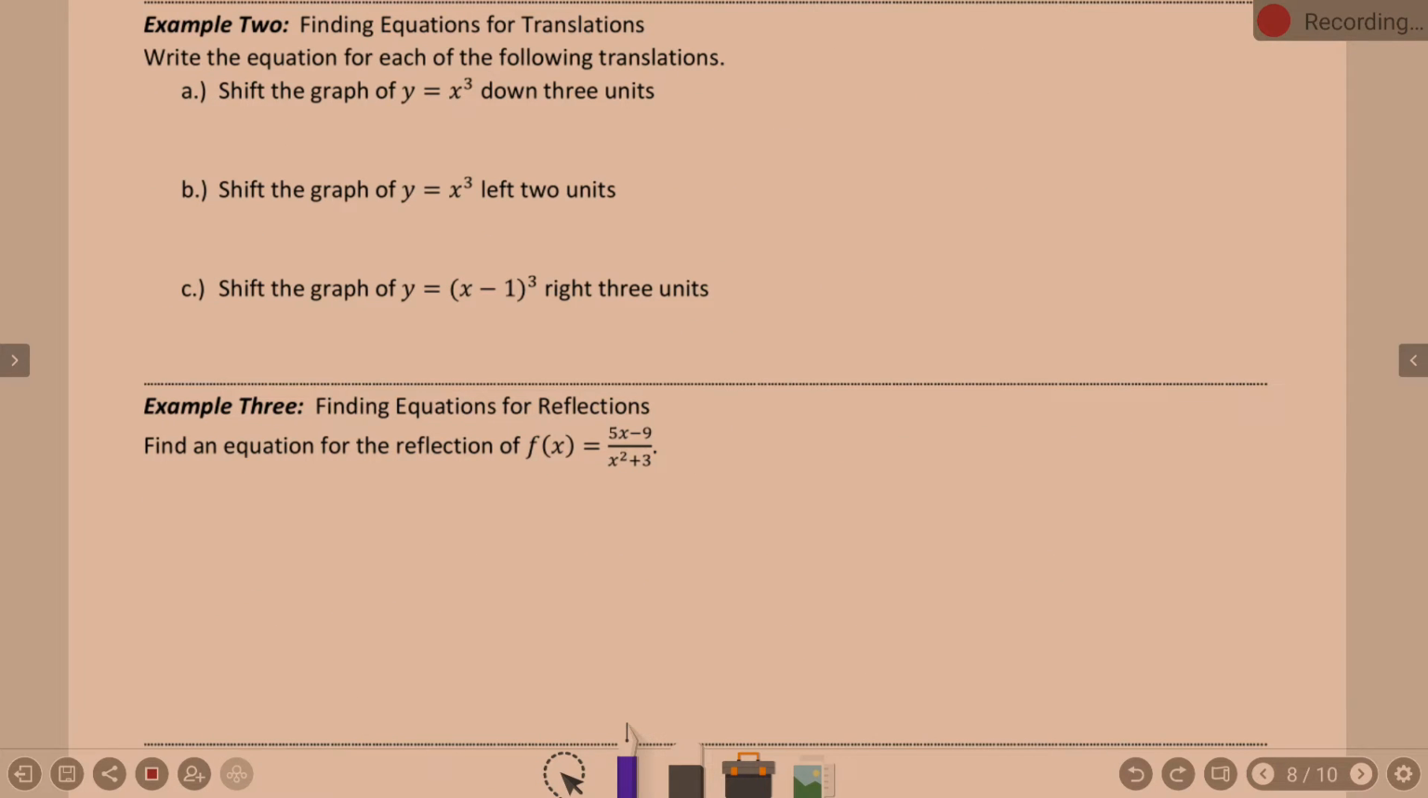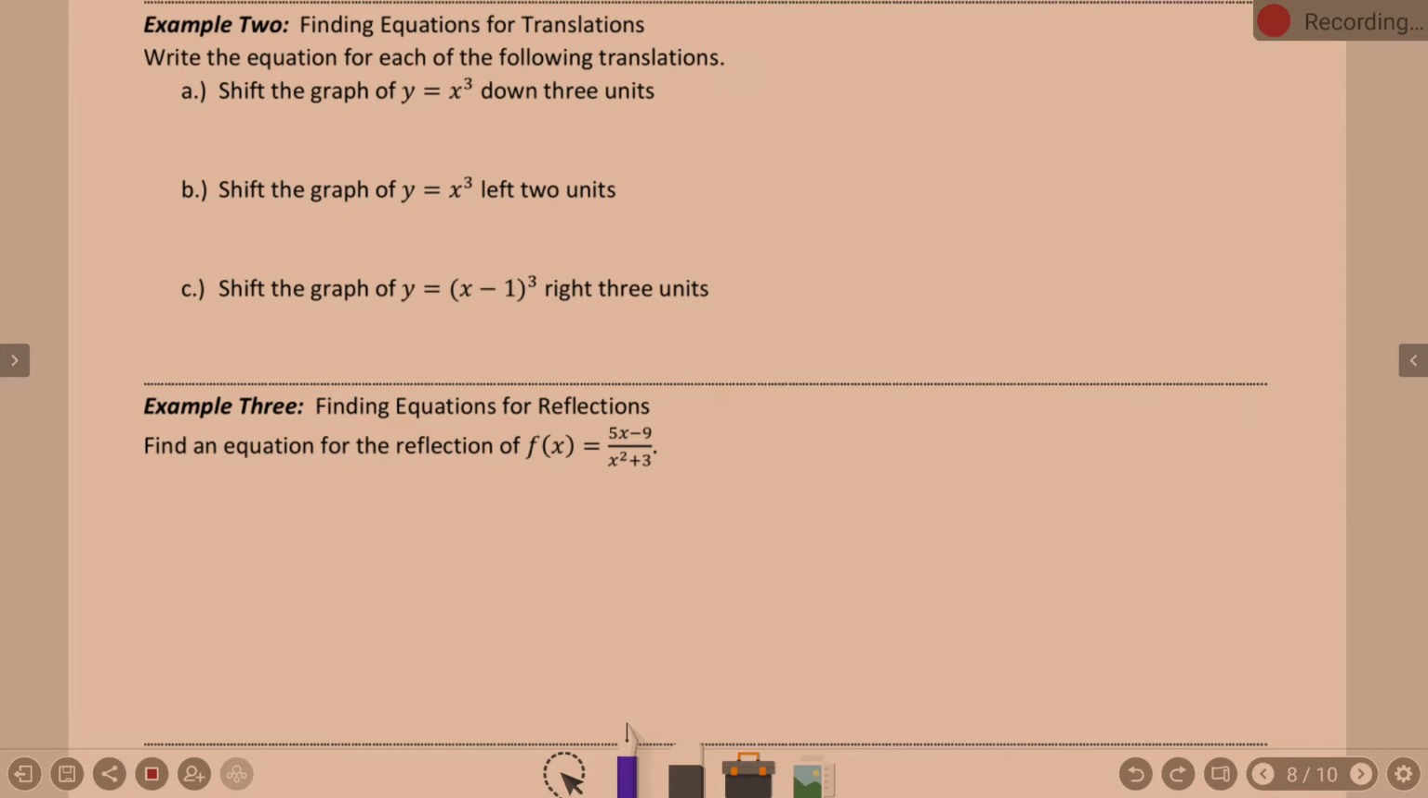Okay. Example 2. Finding equations. So being able to take what they tell us and write the equation. So we're going to take the description and write the equation. Opposite of what we did up above. Write the equation for each of the following translations. Shift the graph of y equals x cubed down 3 units.